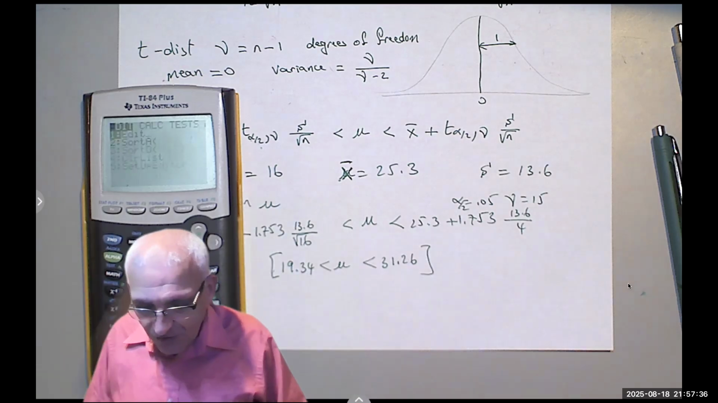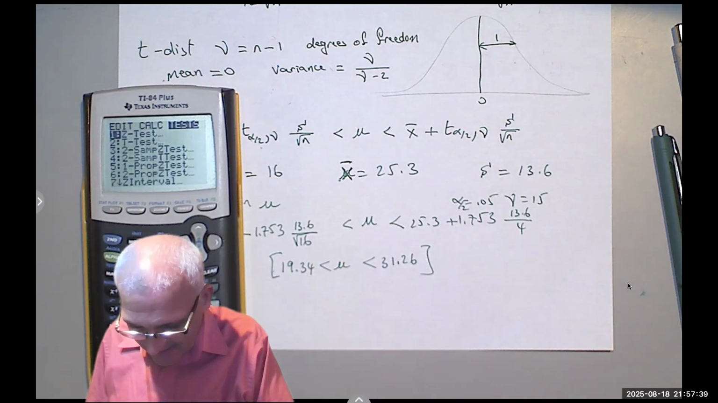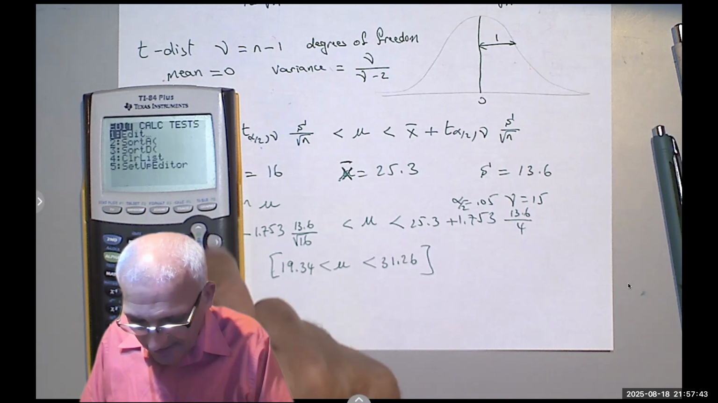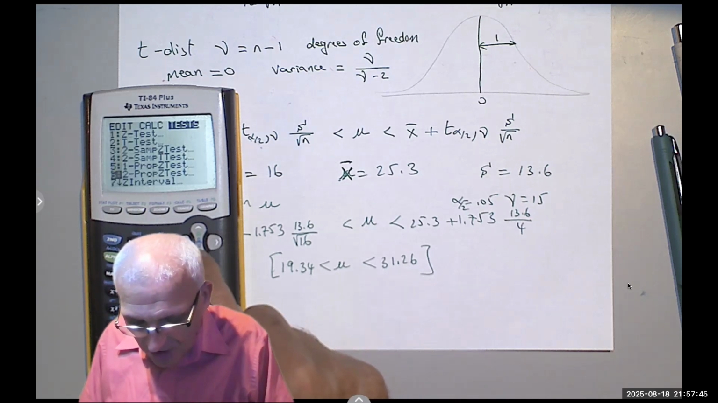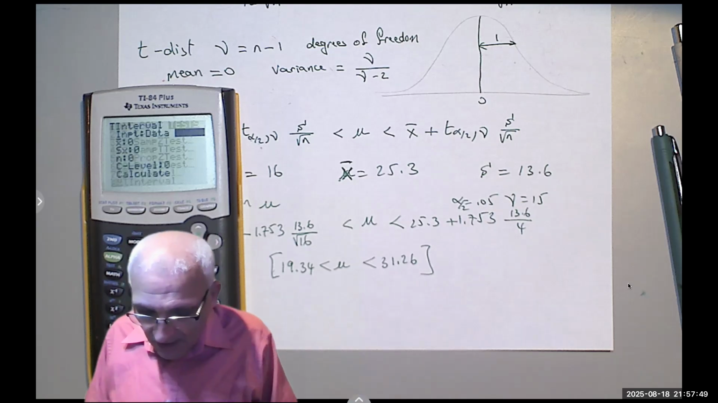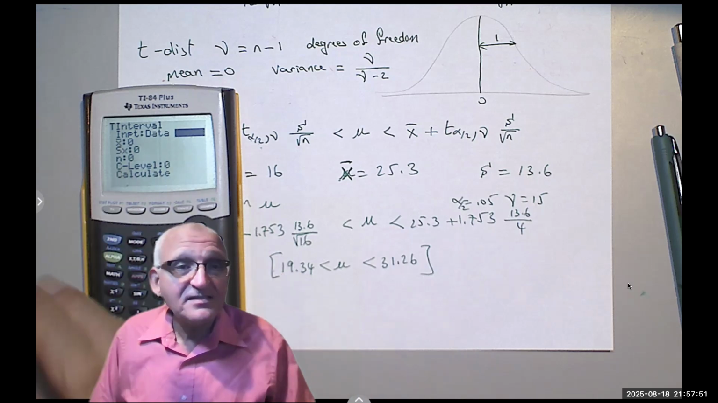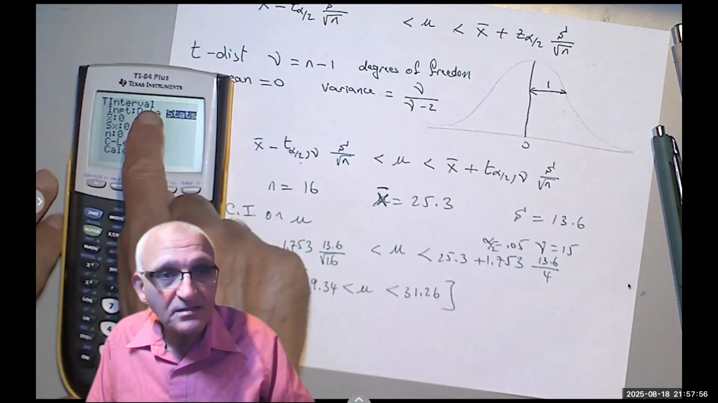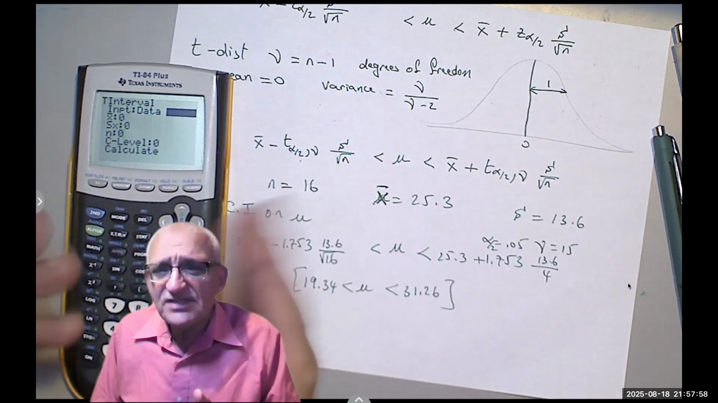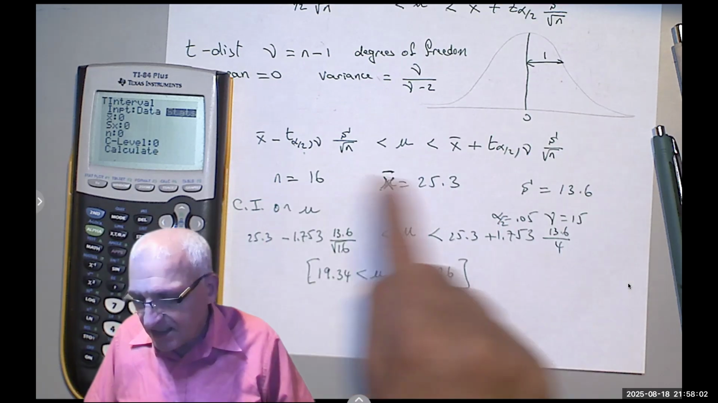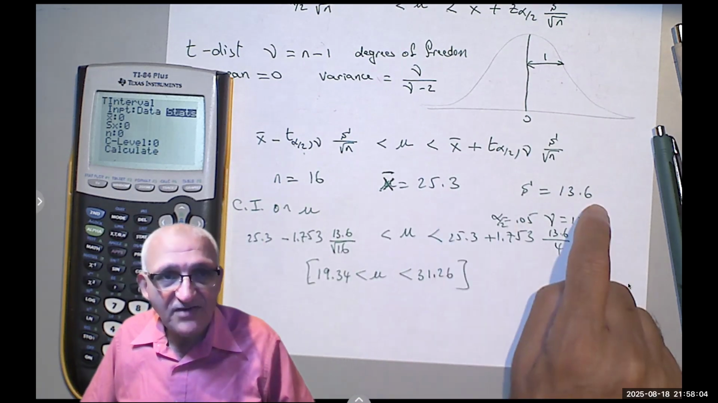However, you could have gone to stat and tests, and go down to a t interval. So when you go there, you can enter the data, meaning if you have the 16 data points, you can enter them here one by one. But we don't have that. We have summary statistics. We have the sample size, we have X bar, and we have S.